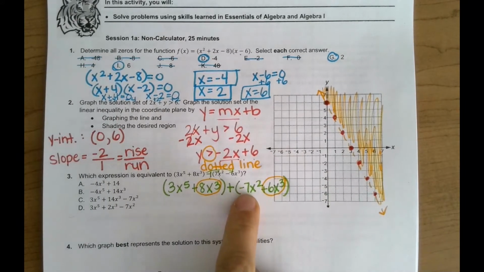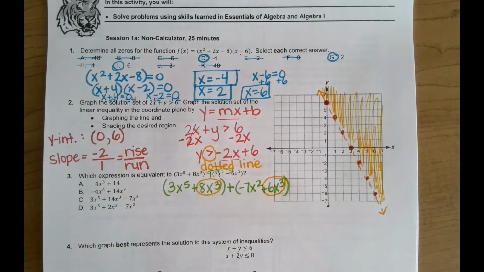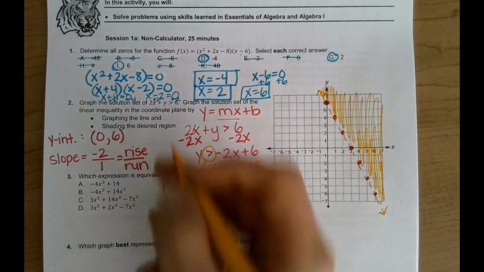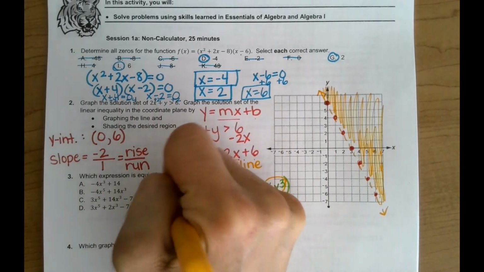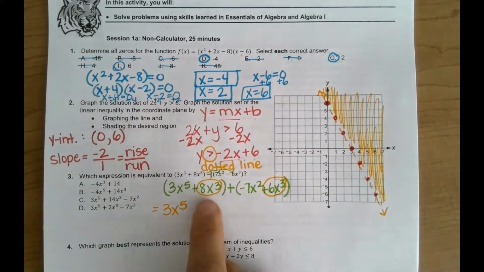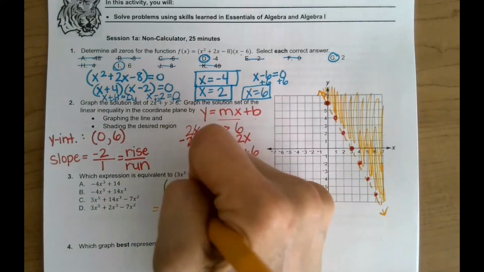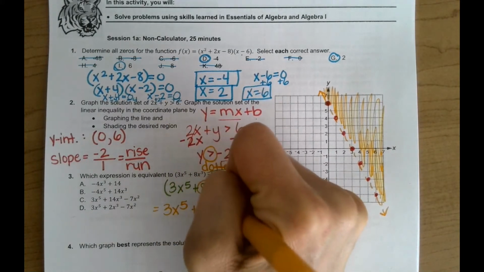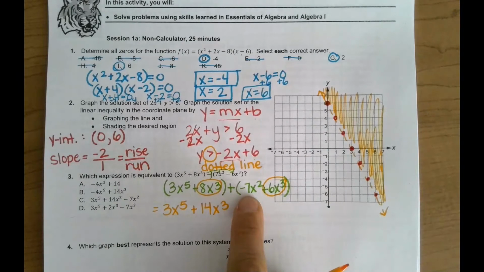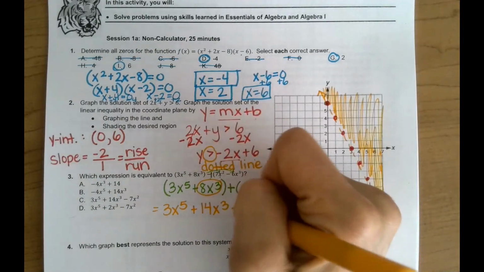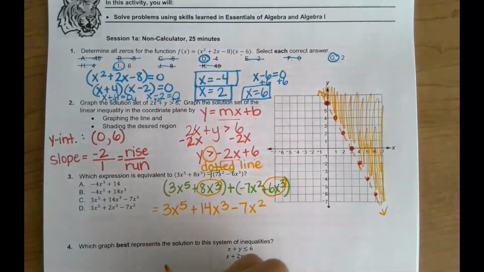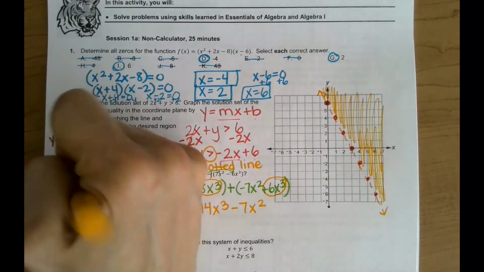And then there's no other term with negative 7x to the 2nd power. We don't have another exponent of 2. So now I just have to write these from largest exponent to smallest. So I would put 3x to the 5th power. 8x cubed plus 6x cubed is plus 14x cubed. And then minus 7x squared. So that would be letter C.